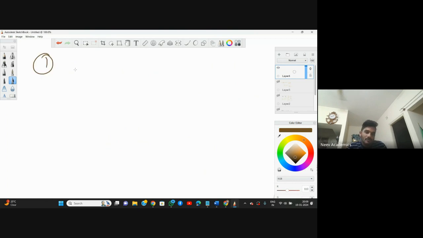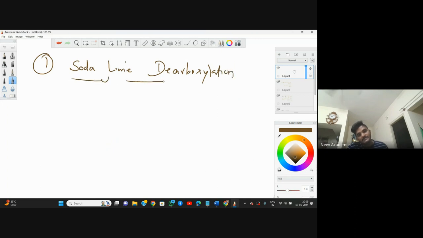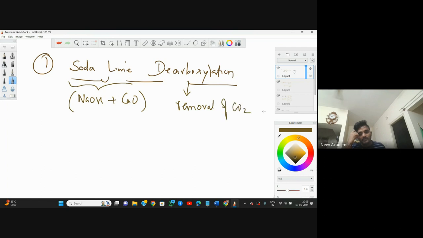First, using soda lime decarboxylation. Let me explain this word. Soda lime is a mixture of NaOH plus CaO, in a 3:1 mixture. No need to remember the ratio. Soda lime is a mixture of calcium oxide and sodium hydroxide; CaO is quicklime. Decarboxylation means removal of CO2. You have learned this in the alkane part, so I will write a reaction for alkane. Then, if possible, you can suggest a method to prepare benzene as well. We start with some acid, RCOOH.